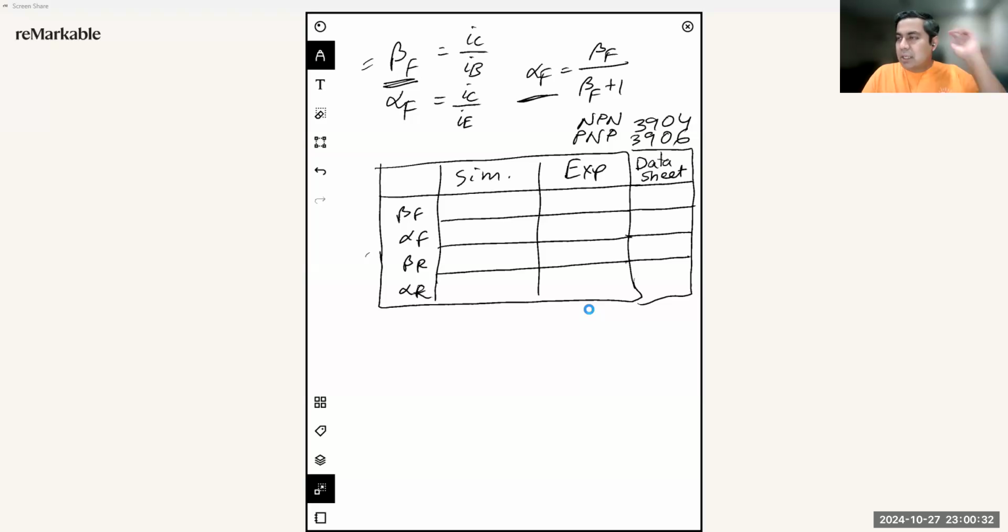And then the calculations for beta F and alpha F, beta R and alpha R, include those calculations in the results section. In the conclusion, include this table, what I just drew, that will have all the parameter values and gain values listed, and their deviation or error calculation also included. You should also include the schematics that you have generated, and the circuits that you have built. In the report, you should have those figures or images included.